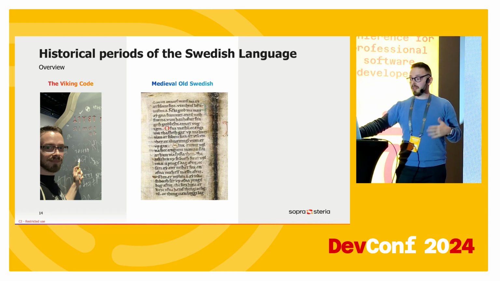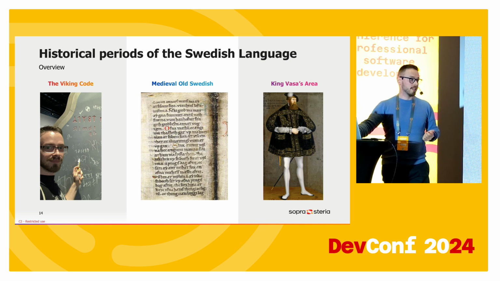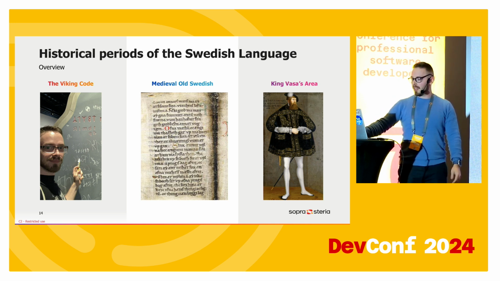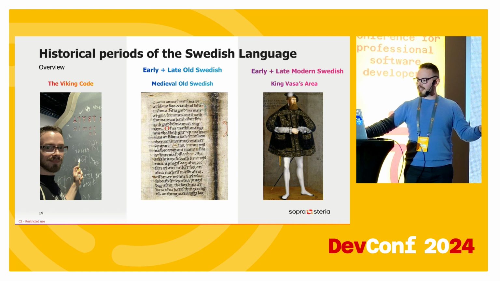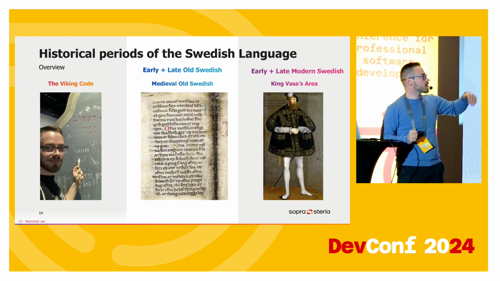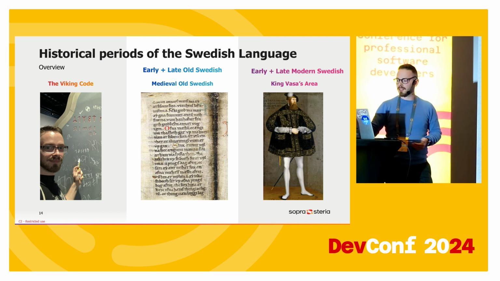The next era is medieval time, Skånelagen, the law which I showed you before, and the modern Swedish language, which came when the Vasa dynasty came to power and formed nowadays Sweden. But it's not as simple as you can see here, because scientists divided those periods as well into early and late Old Swedish and early and late modern Swedish, so it's a bit more complex.